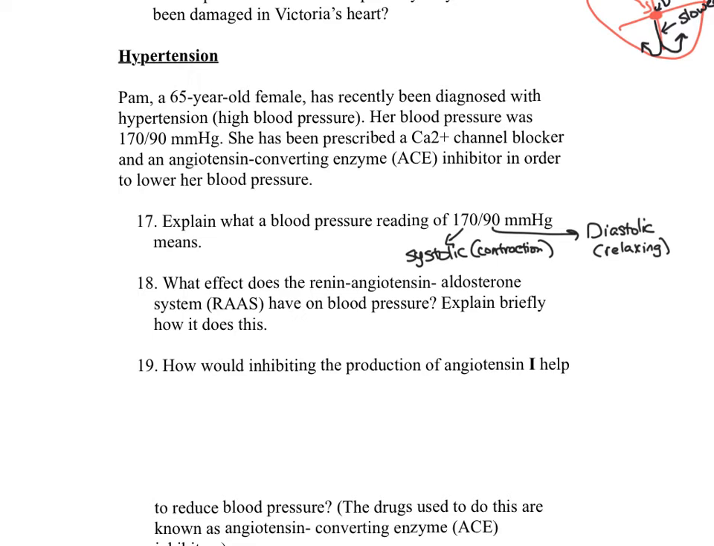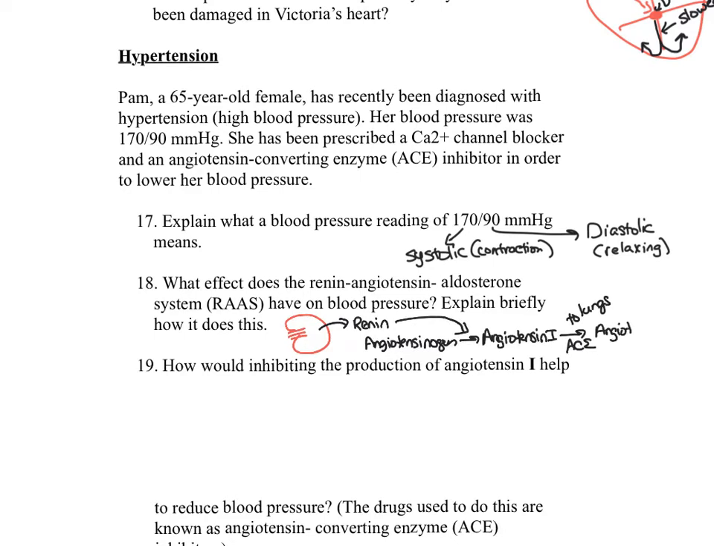What effect does the renin-angiotensin-aldosterone system, or the RAAS, have on blood pressure? And briefly explain how it does this. So basically, renin is released from the kidney. It causes the conversion of angiotensinogen to angiotensin 1. Angiotensin 1 then travels to the lungs, where the enzyme ACE, the angiotensin converting enzyme, will convert the angiotensin 1 to angiotensin 2.